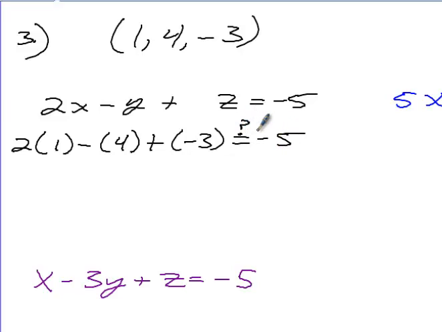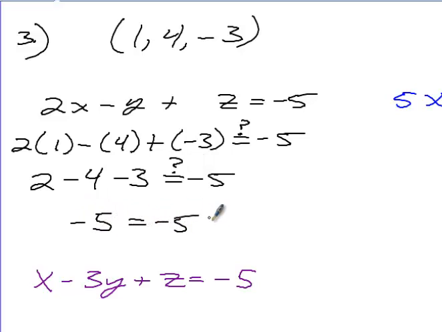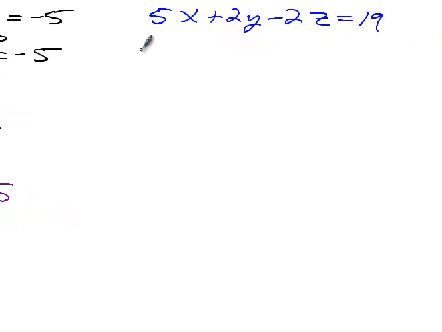So what's 2 times 1? 2. Negative 1 times 4 is just negative 4. Plus a negative 3 is just a minus 3. So what's 2 minus 4? Negative 2. Negative 2 minus 3? Negative 5. Is negative 5 equal to negative 5? Okay, so it works for that one. So am I done? No. Which other parts of the system do I have to do this kind of check for? All of them.